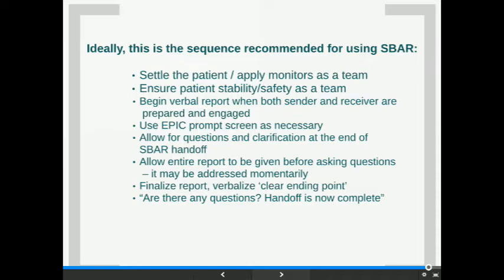Allow the entire report to be given before asking questions, as the question may be addressed during the report. Finish the report with a clear closing statement, such as, "The handoff report is now complete. Do you have any questions?" At this point, the PACU nurse should ask any pertinent questions.